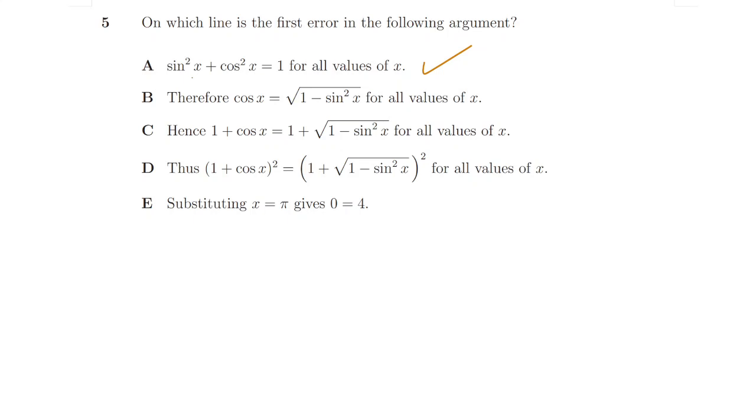Okay, so I think he chucked this sine squared x to the right-hand side, right? And then he took square roots. But this is dodgy, right?